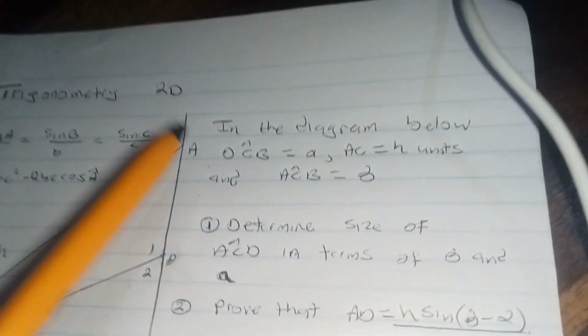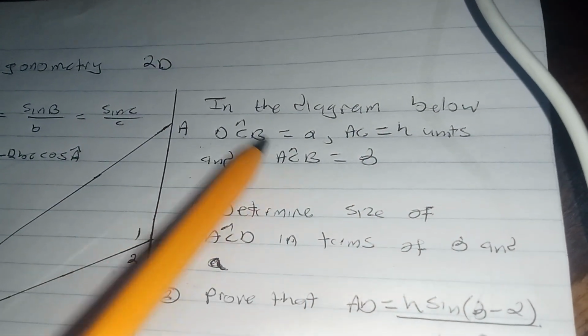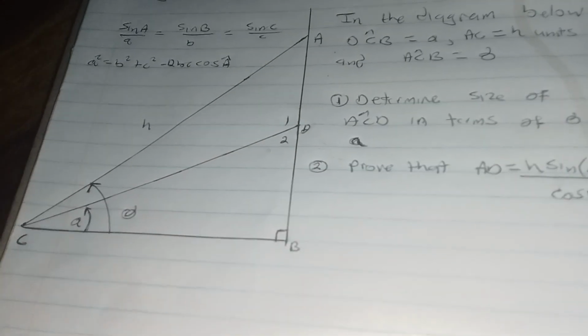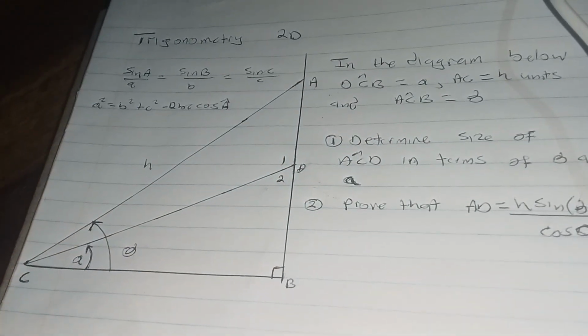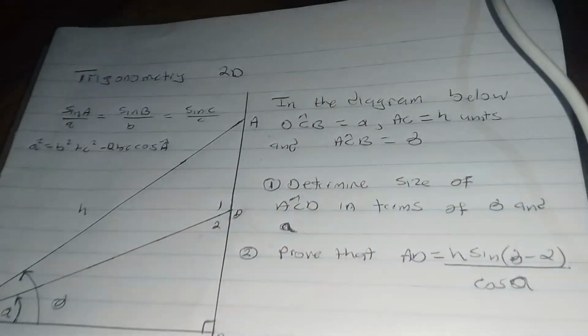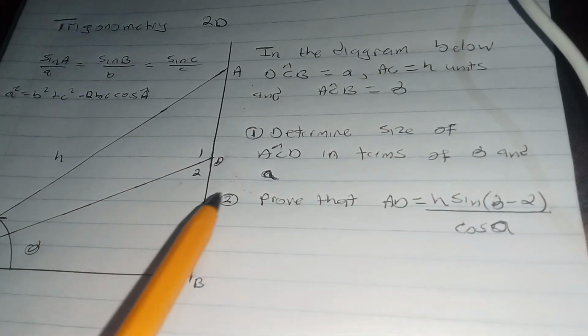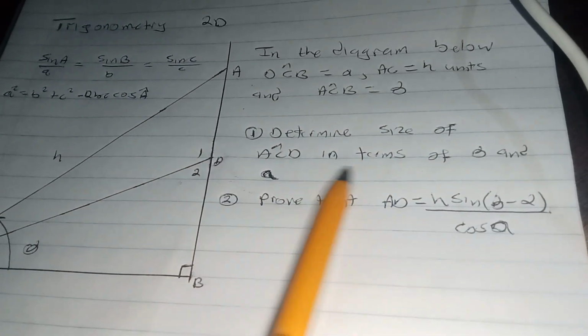Now we see the diagram here. The statement says in the diagram below, angle DCB is equal to alpha. Length AC is H units, and ACB, the whole of angle C, is theta. Now we are asked to determine the size of ACD in terms of alpha and theta.